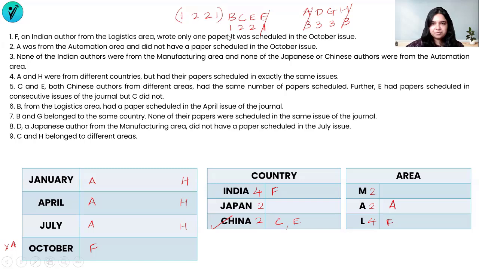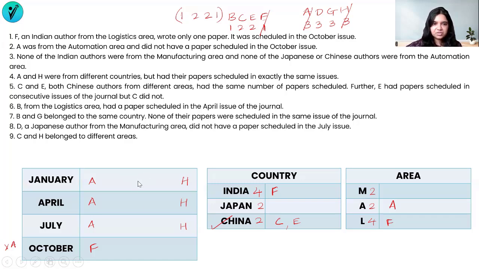Also, this can be confirmed from the fact that E has scheduled in consecutive issues. Consecutive means one after another. So that means E himself has 2 issues. So if E has released their paper in 2 issues, then C also has released papers in 2 issues. That means each of them has 2 papers. So let's take a look at where E could have scheduled the issues. E is in consecutive issues. C's is not consecutive. That is what is more important.